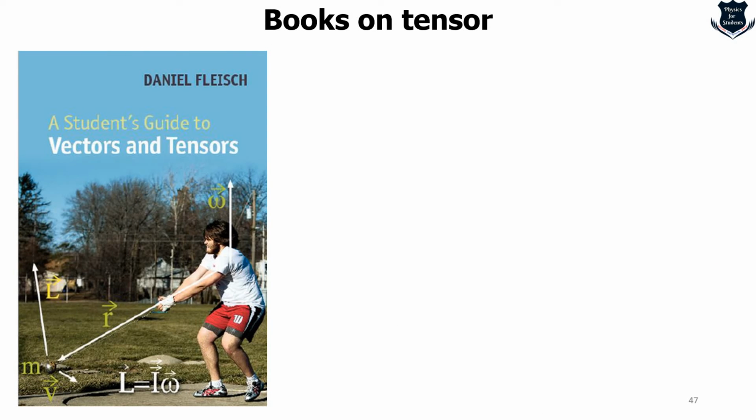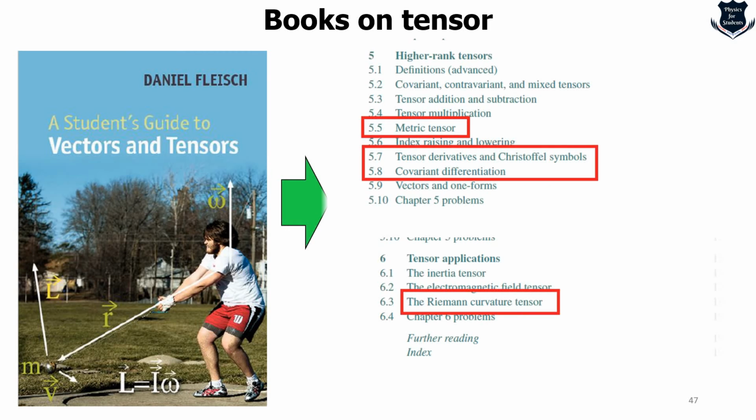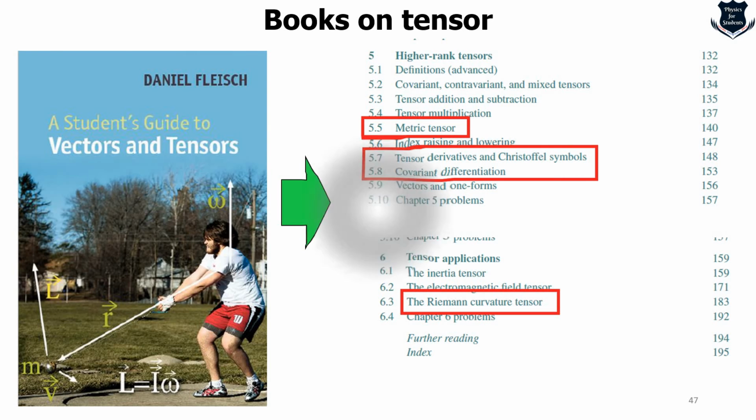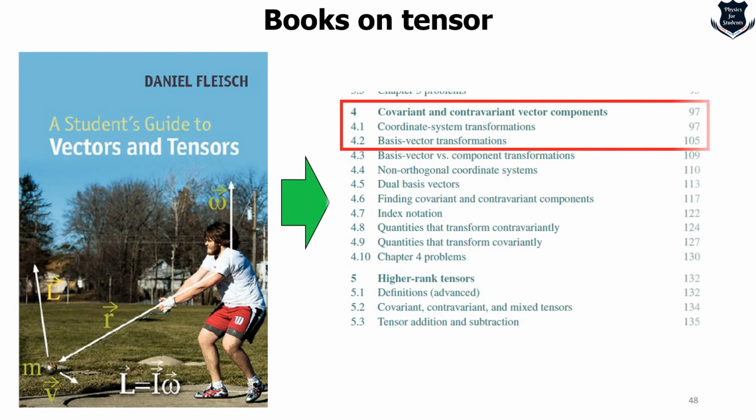Because you are learning tensors, and this is related to general relativity, you will see that the content also covers a lot of the general relativity part. We just talked about the metric tensor, it covers it. You see again tensor derivative, Christoffel symbol, covariant differentiation, Riemann curvature tensor. So it just starts covering the general relativity part also, and that's the good news. Here also you see from page 97 to 105 we cover a lot of covariant, contravariant components, basis.